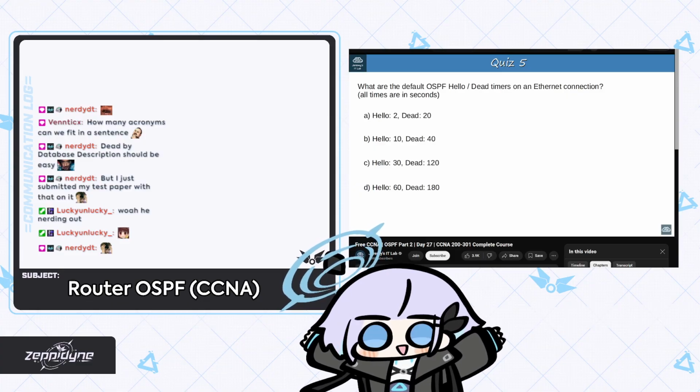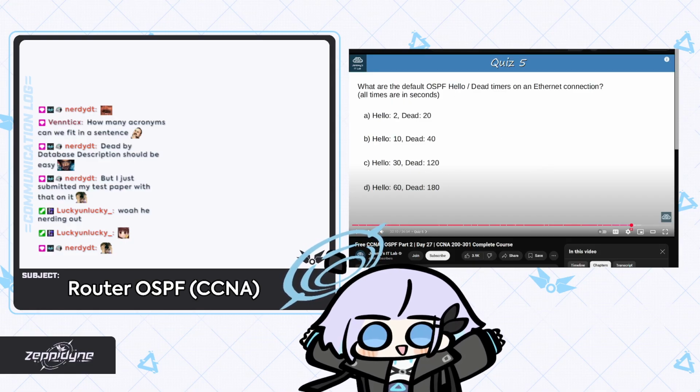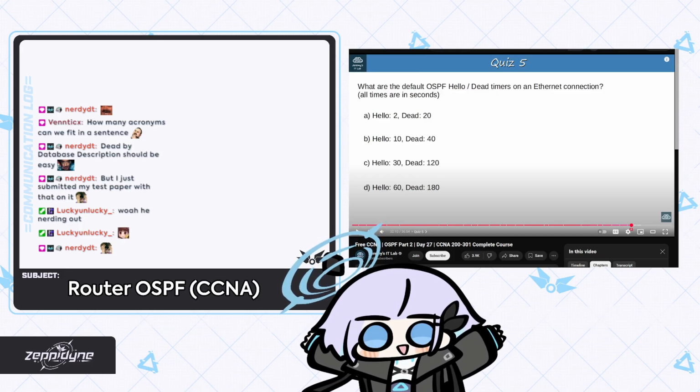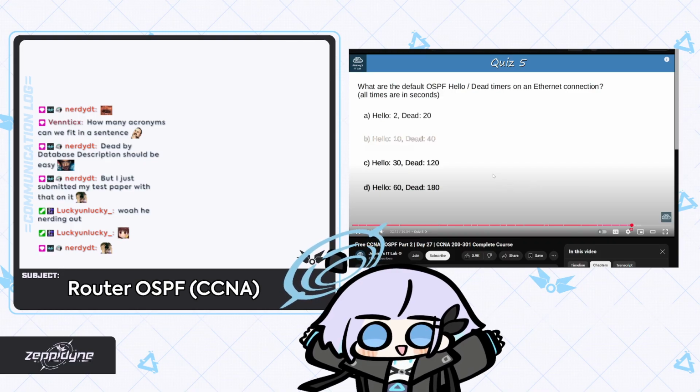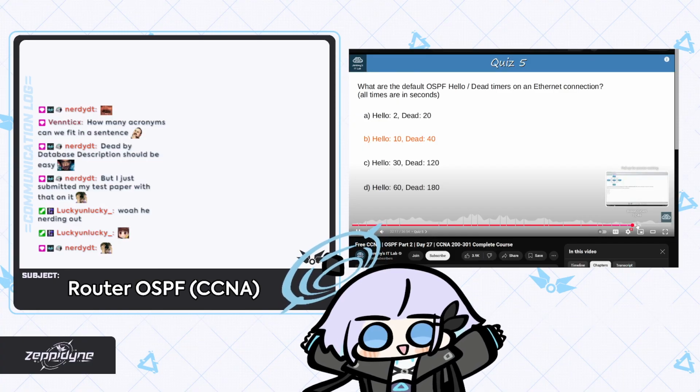I know it. It's B. I don't need to explain it. This is just default seconds. It's B. The answer is B. The default hello timer on an Ethernet connection is 10 seconds, and the default dead timer is 40 seconds.